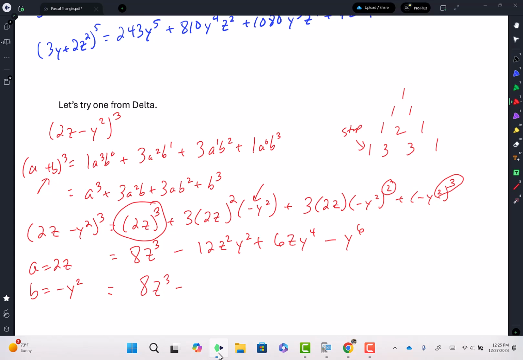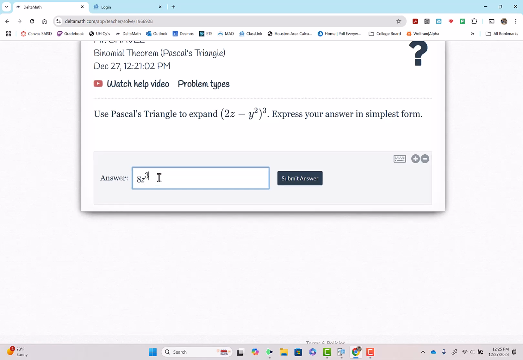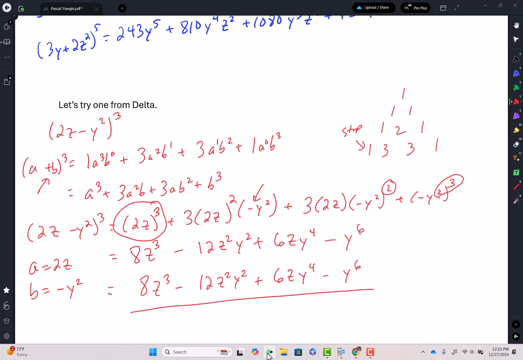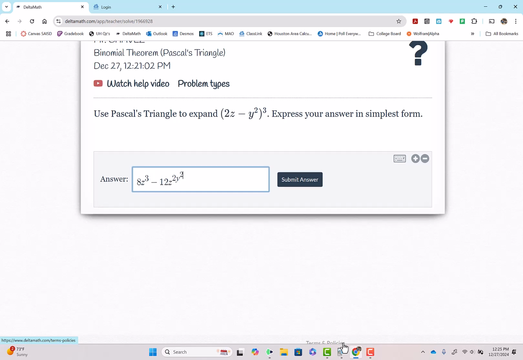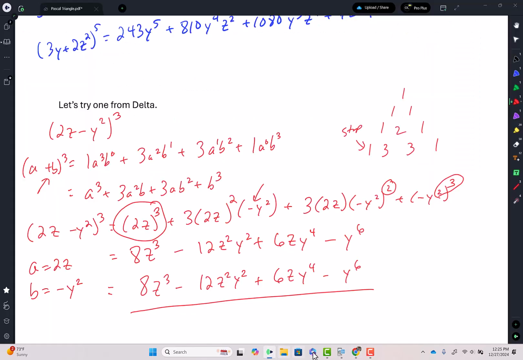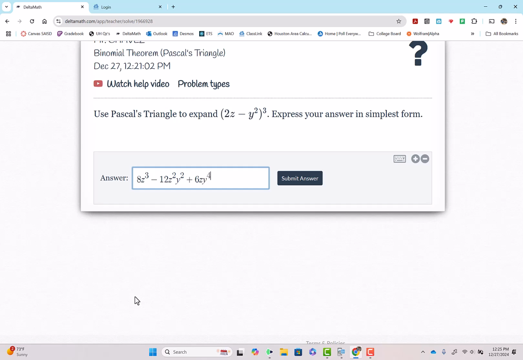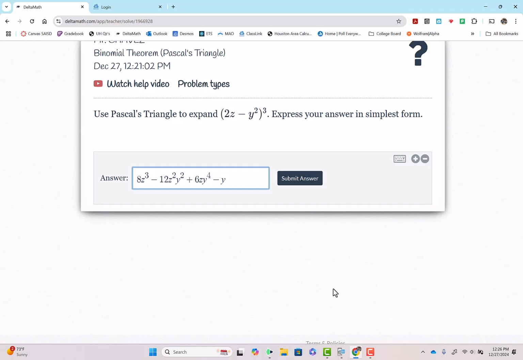So 8z cubed minus 12z squared y squared plus 6z y to the 4th minus y to the 6th. All right, let's type that in. 8z cubed. Minus 12z squared y squared. Plus 6z y to the 4th. Minus, and I want to say it was y to the 6th. Yeah. Minus y to the 6th.